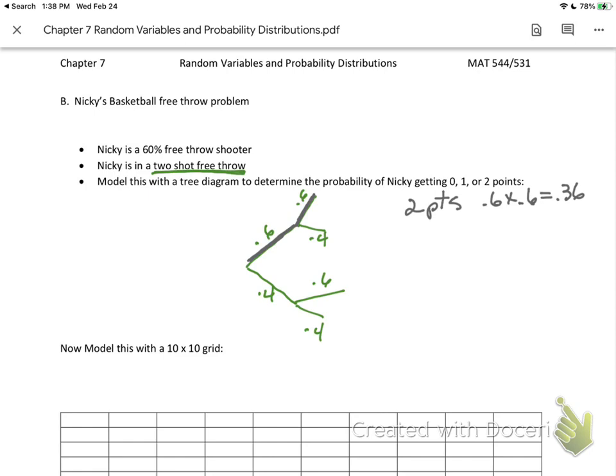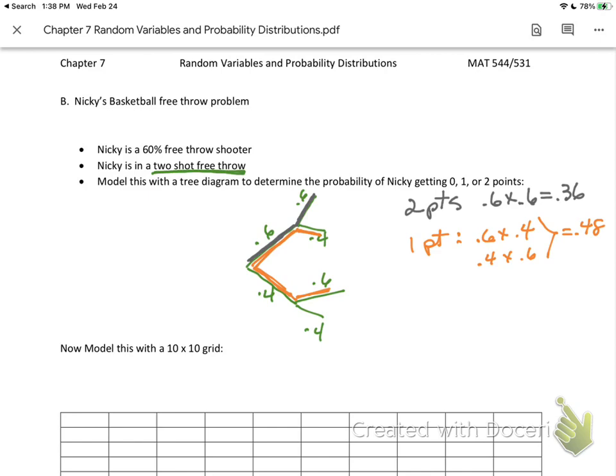Okay, what if she only earns 1 point? How many ways can she do that? So what if she made the first shot but missed the second shot? That's one way. So that's going to be 0.6 times 0.4. Or she could have missed the first shot and made the second shot. And that probability is 0.4 times 0.6. So they're both 0.24, and you would add them up. And so they sum to 0.48. Remember, you multiply going down rows, and then you add vertically.